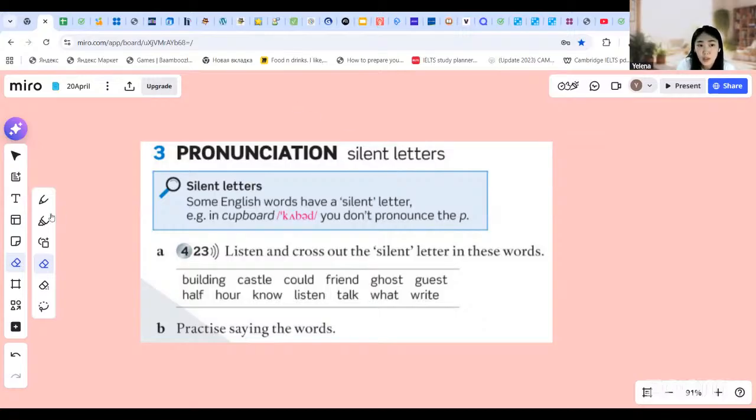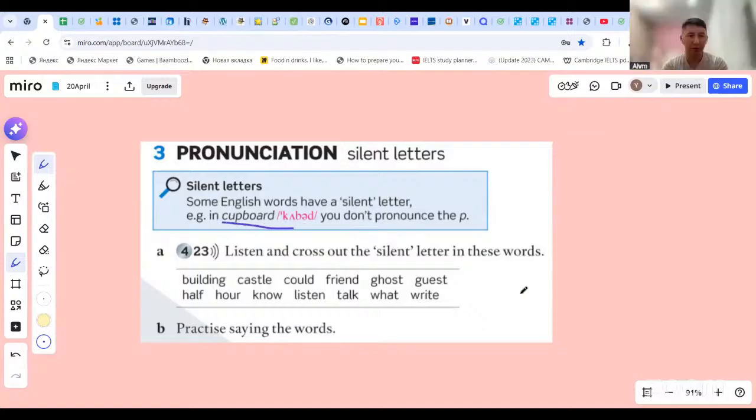For example, can you please read this word? Сайхан. Cupboard. Cupboard, cupboard. Which letter is silent in this word? P. B. P. P, absolutely. So we don't pronounce it, yeah? And cupboard. A. And A.